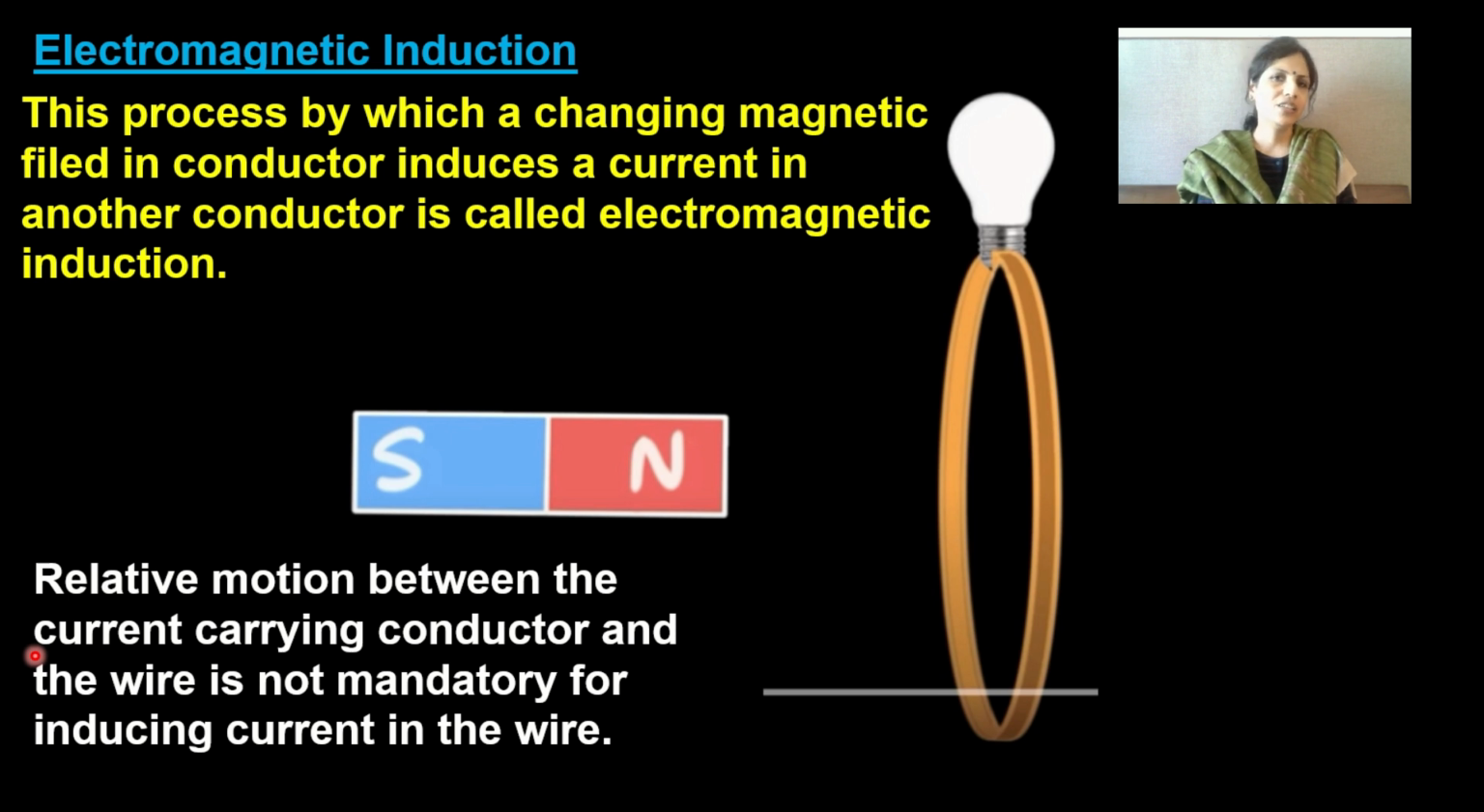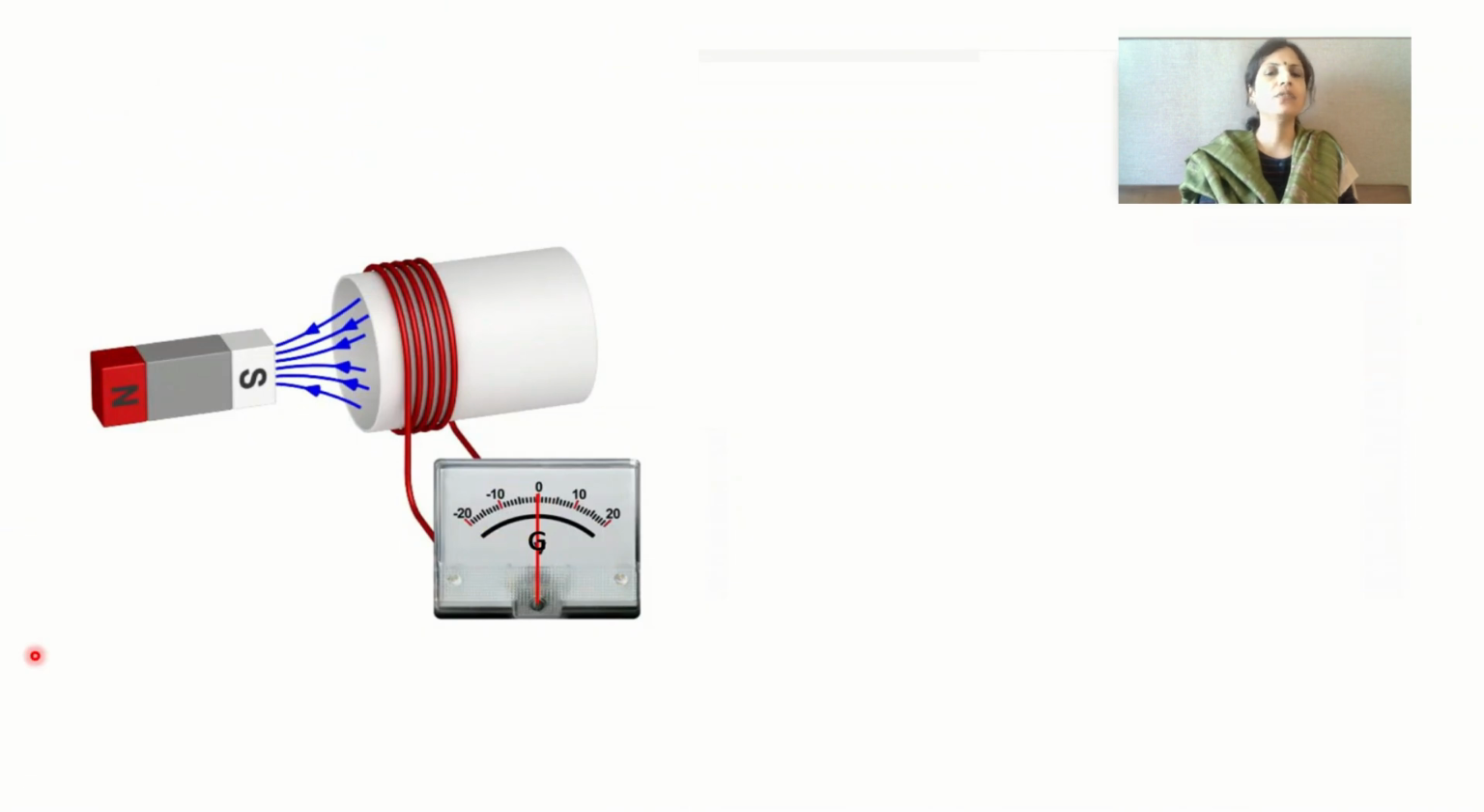Alright, let's observe this now. We have a coil of a wire, and near to that we have placed a magnet. The magnet is stationary, it is not moving. You can observe that when the magnet is not moving, the galvanometer, which is connected to the two free ends of the coil, is stationary. It is showing 0 reading. That means there is no current in the coil.